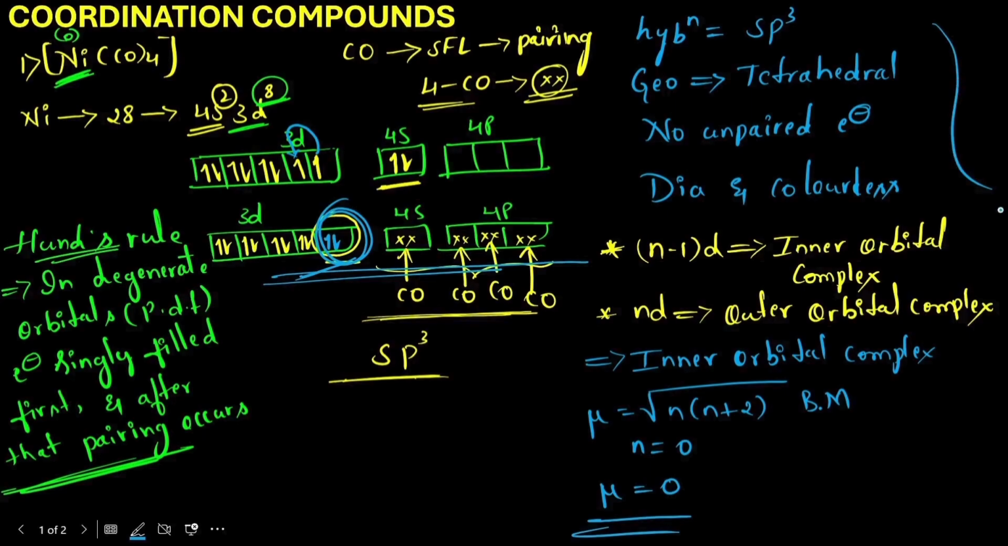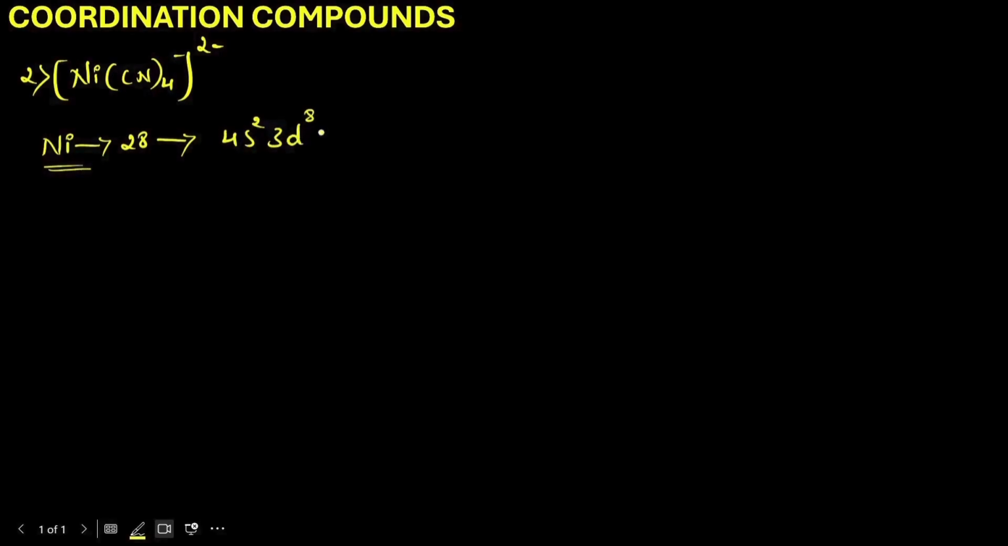You are supposed to identify all this for the given coordination compound. Now we will take the second example, that is [Ni(CN)4] with a charge on the complex of -2. First, the atomic number of nickel is 28. The outer electronic configuration of nickel is 4s2 3d8.